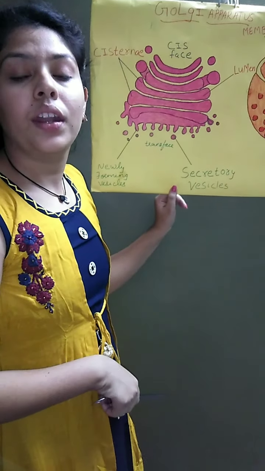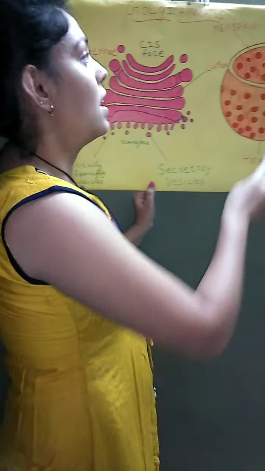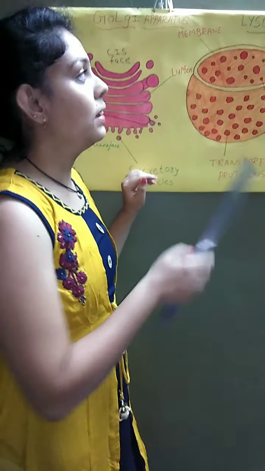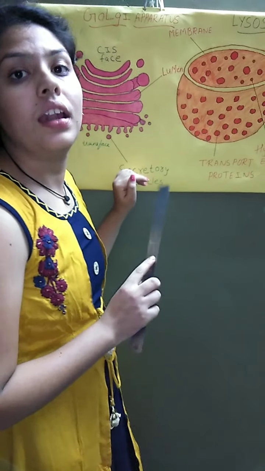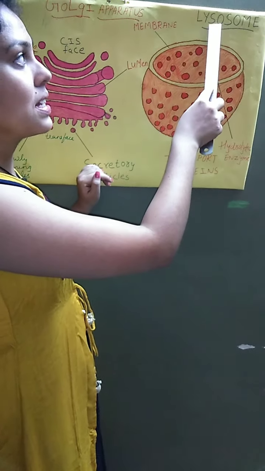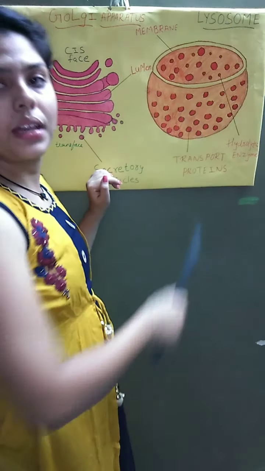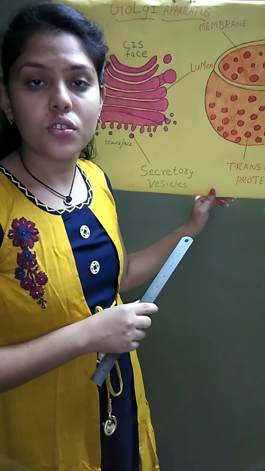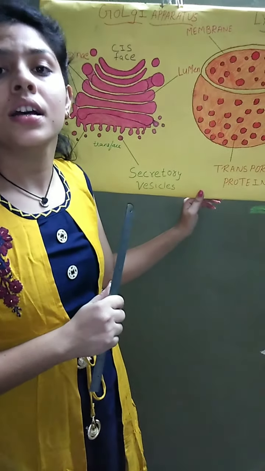Now coming to our third cell organelle, that is the lysosomes. Let me tell you why these are called lysosomes. Lysis means breakdown and soma means body. The name suggests that lysosomes are the bodies that break down substances.